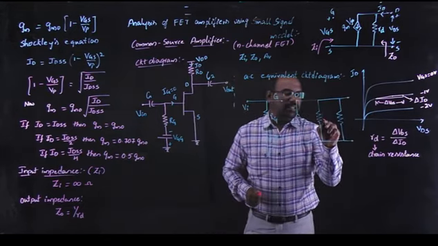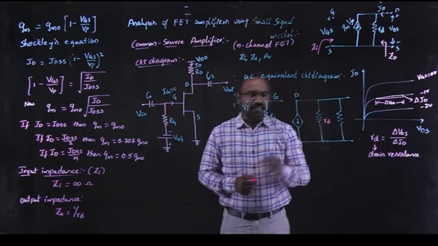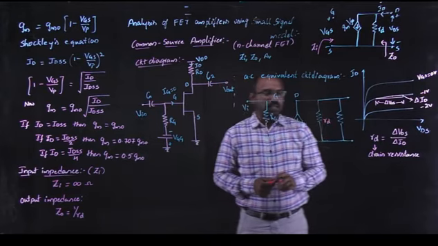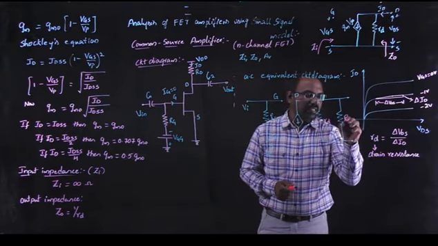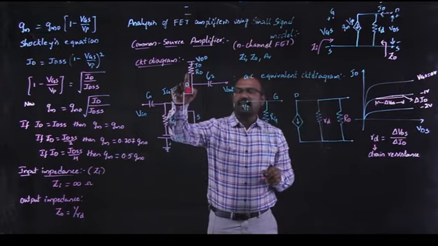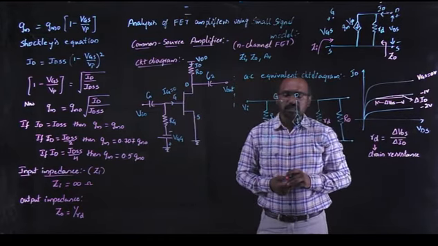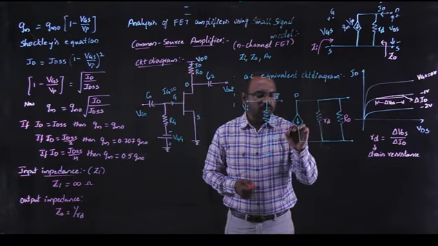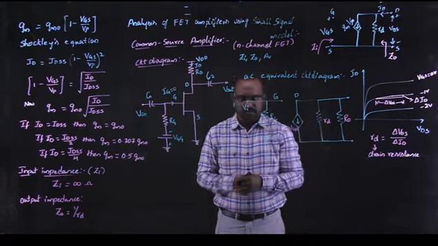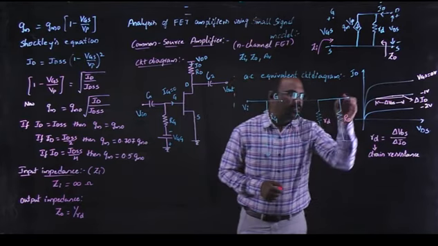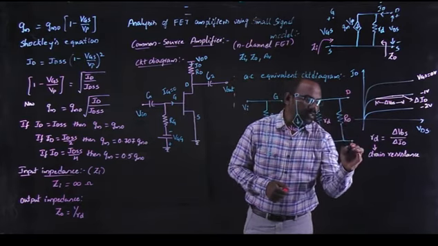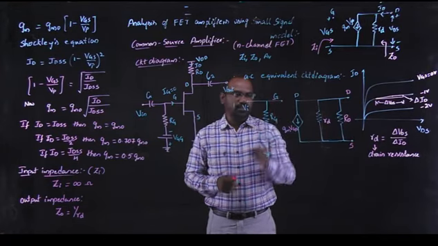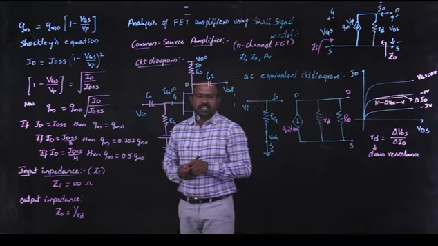So I am writing all the parameters. This is rd. This rd is the drain resistance that came from the small signal model. But this RD is the drain resistance we have connected here. Right? And this is gm VGS. And this is the drain terminal. This is the source. So here also this is gate and this is source terminal. So this is the small signal equivalent.